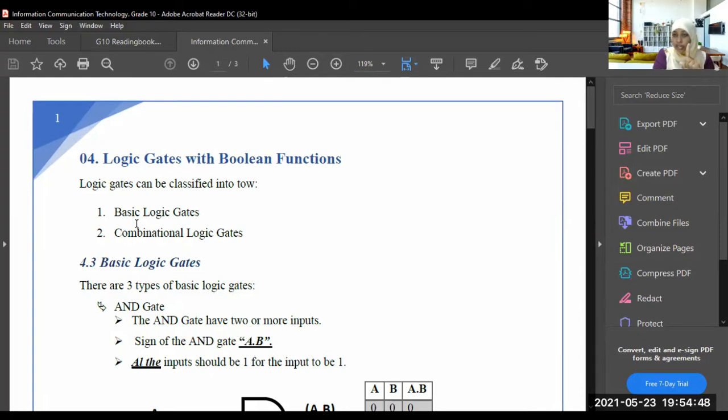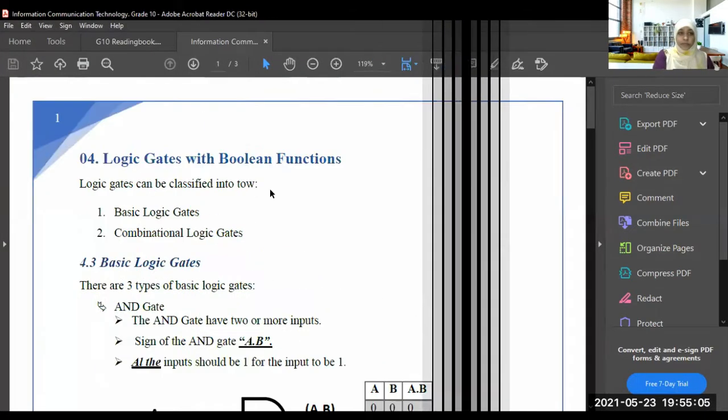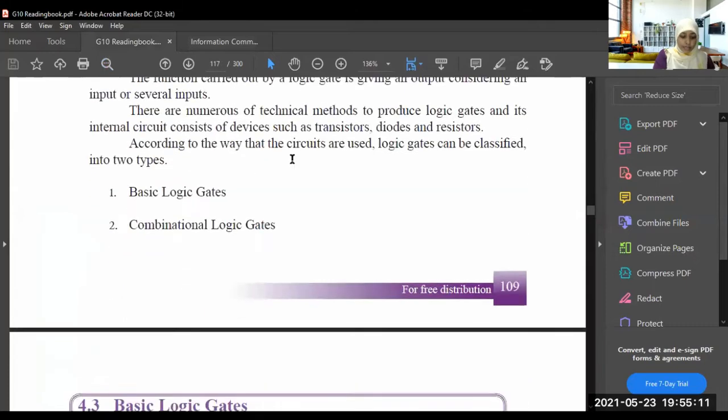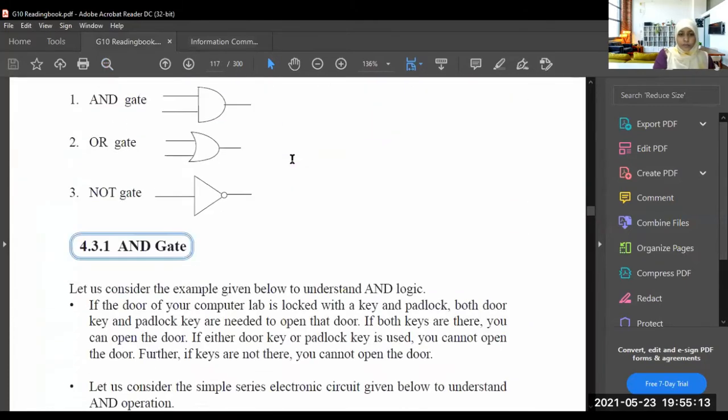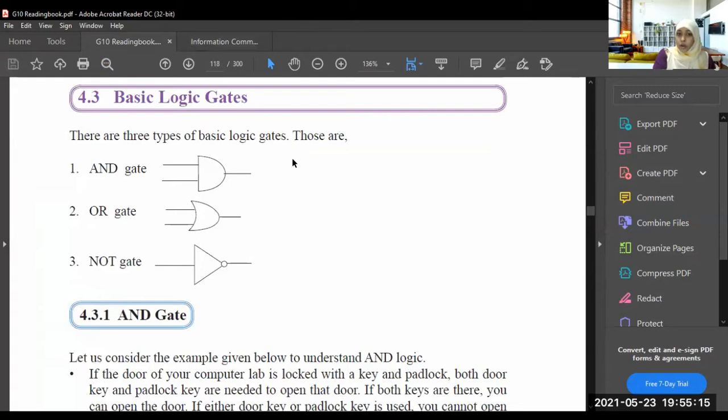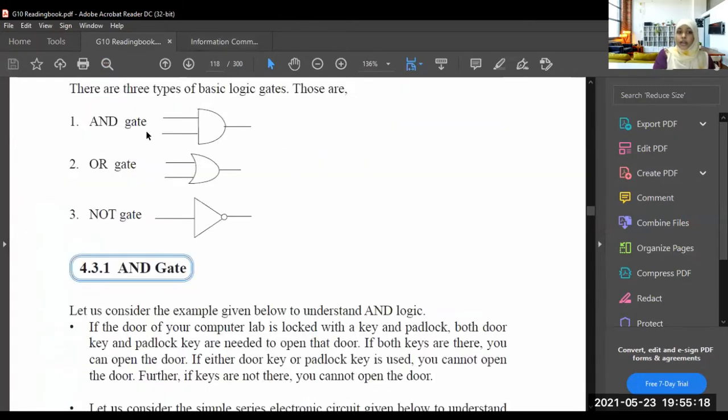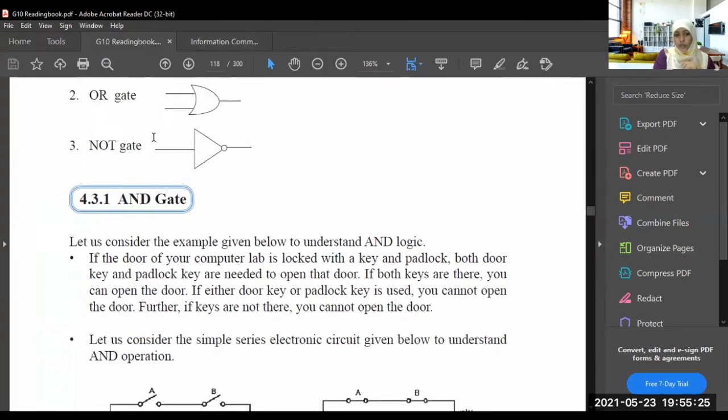The logic gates are classified into 2. One is basic logic gates. How many basic logic gates are there? 3. From these main basic 3 logic gates, the combinational gates will be designed. Now understood that? Now let's see what the 3 basic logic gates are. The 3 basic logic gates are the AND gate, OR gate, and NOT gate. Very easy, okay? I will explain it to you.